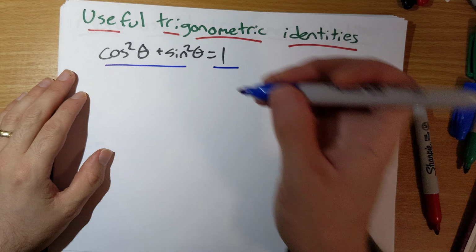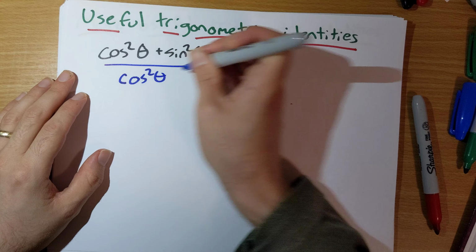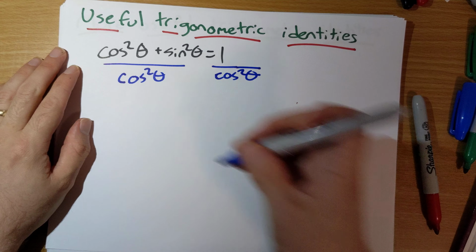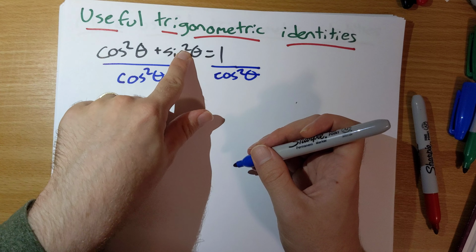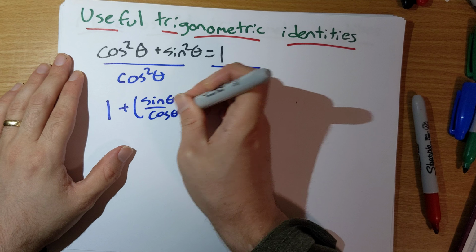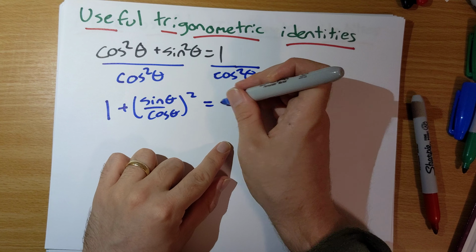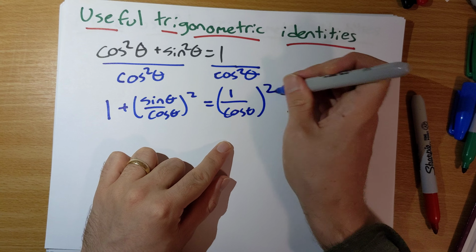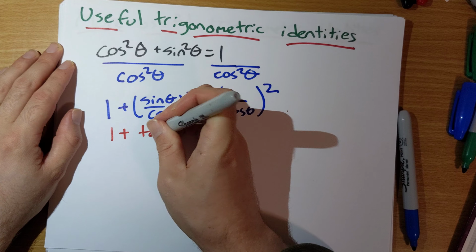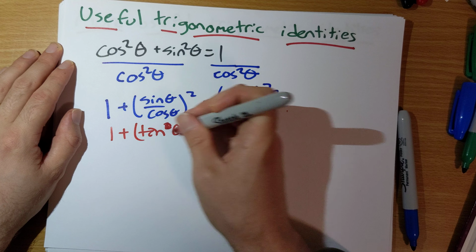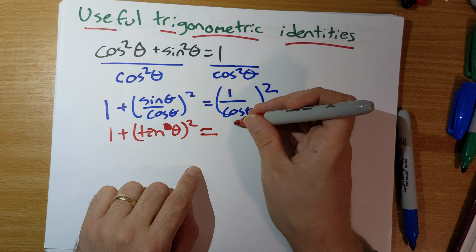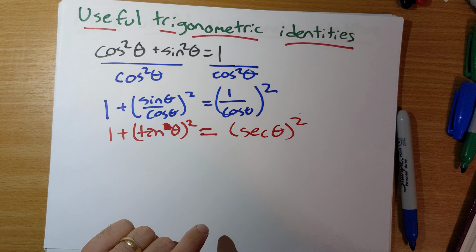First, let's divide both sides by cosine squared theta. So cosine squared theta divided by cosine squared theta is 1. Sine squared theta divided by cosine squared theta, that would be sine theta over cosine theta squared, is equal to 1 over cosine theta squared. And of course, sine over cosine is tangent theta. So this is 1 plus tangent theta squared, and that's equal to secant theta squared.